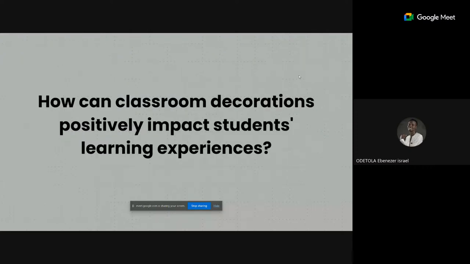Another question I have: how can the classroom environment positively impact the student learning experience? This classroom environment impacts their experience a lot. What are those things that we have there that we think will be able to impact them both positively and negatively?